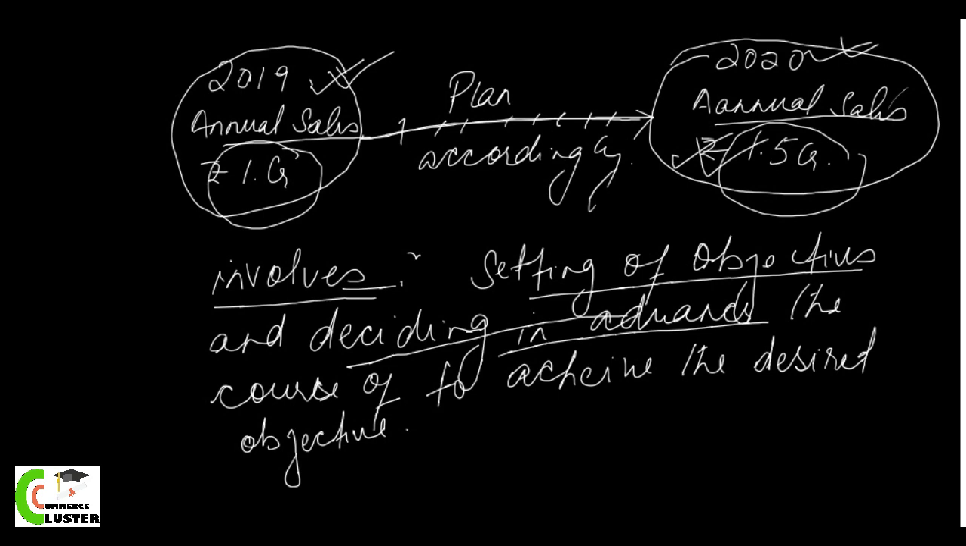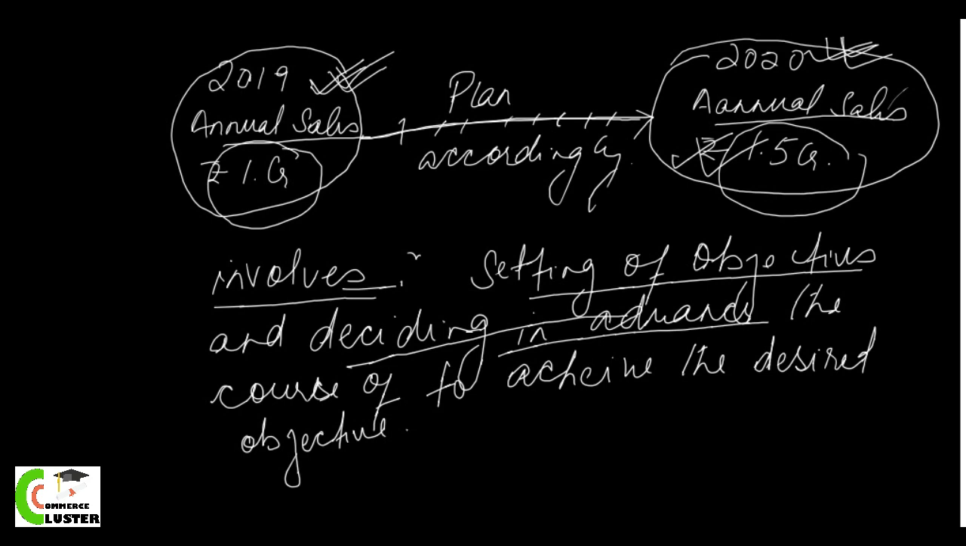Let us just recap. Planning means thinking in advance what to do, how to do it, who should do it, and when it should be done. Planning bridges the gap between where we are right now and where we want to be in 2020. Planning also involves setting of objectives and deciding in advance the course of action in order to achieve the desired objectives. Clear? So this is the meaning of planning.